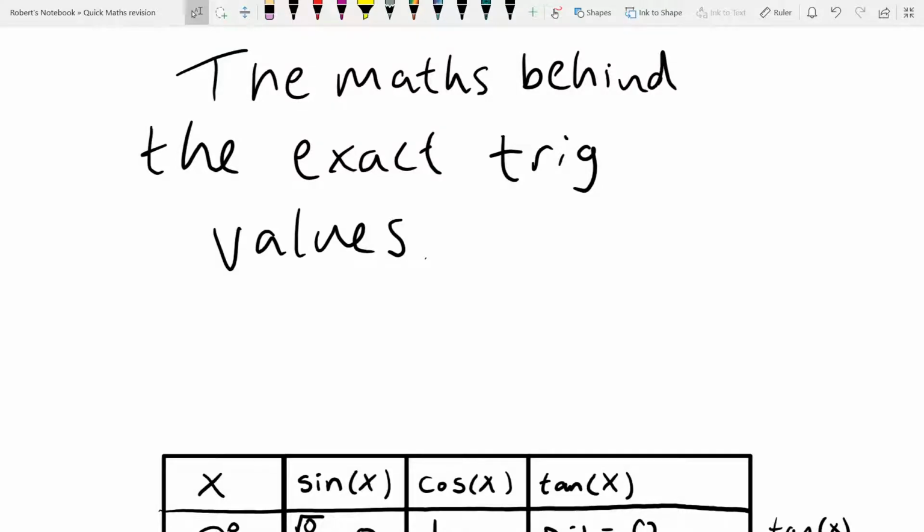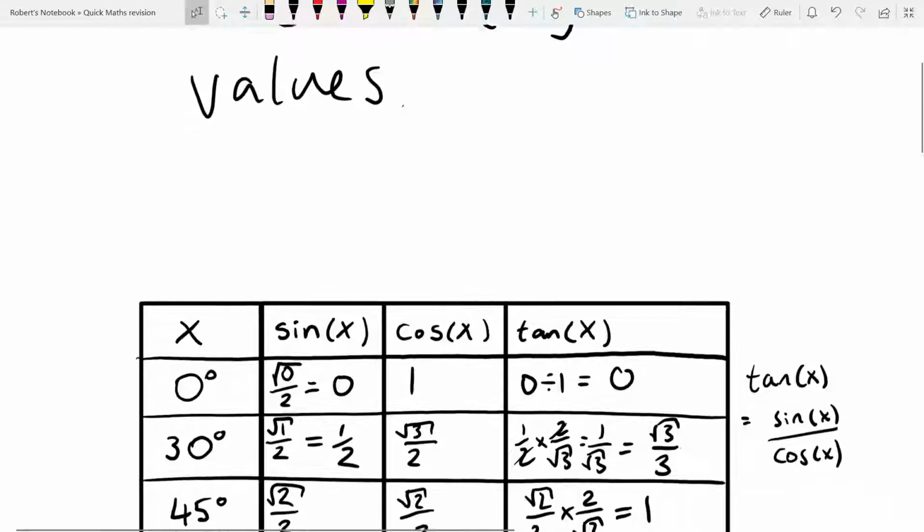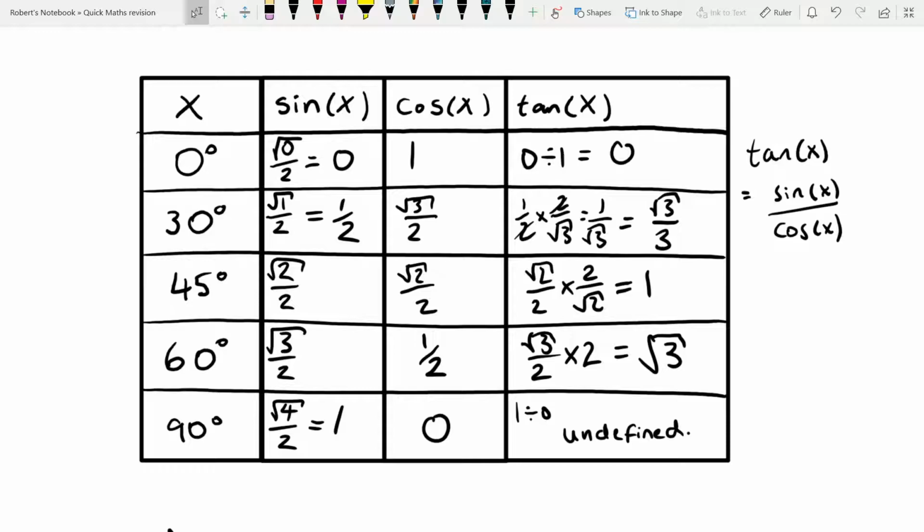Hello and welcome to Quick Maths Revision, where today we're going to be going over some of the maths behind the exact trigonometric values. By that, I mean where these numbers from this table come from. In my previous video, I showed a really easy way to remember how to fill out this table, so go and check that out if you're looking for an easy way to fill it out. Then you can come back to this and see where the numbers actually come from.